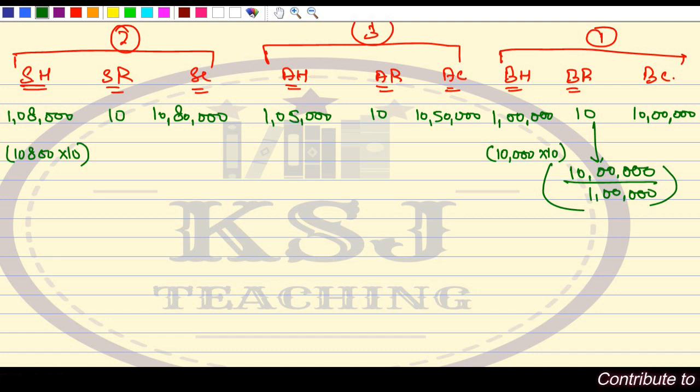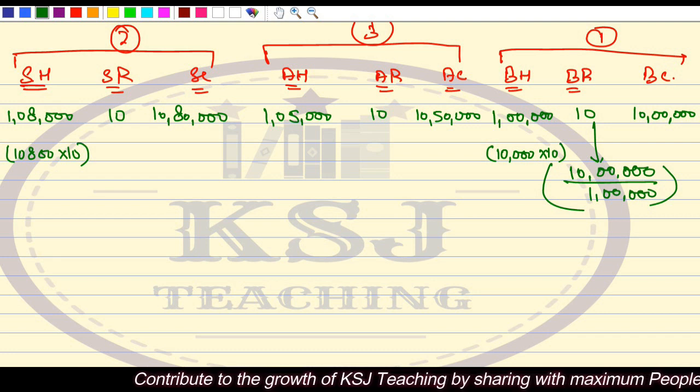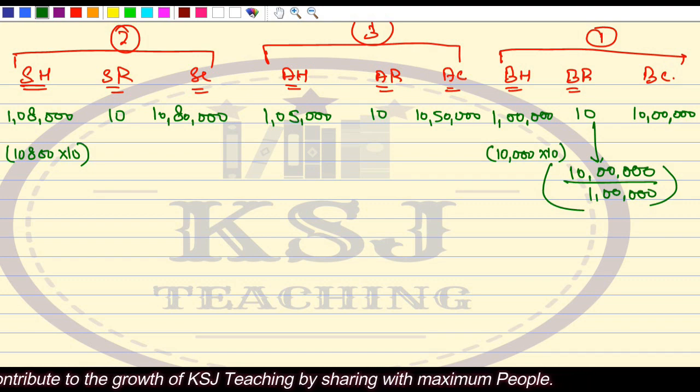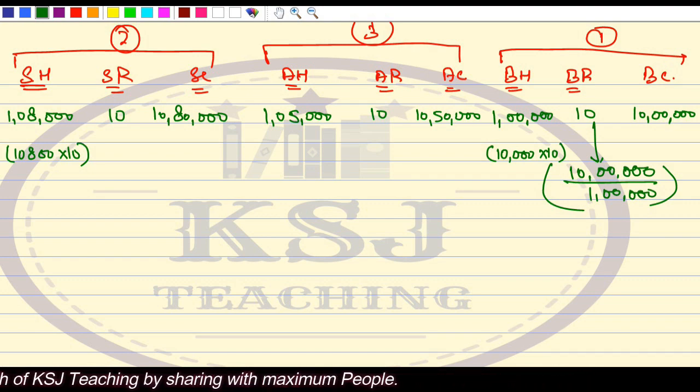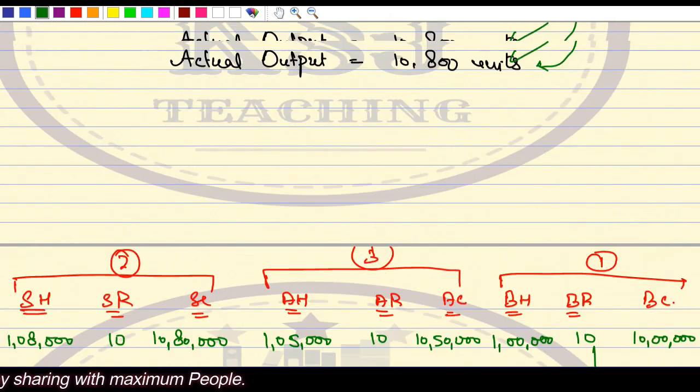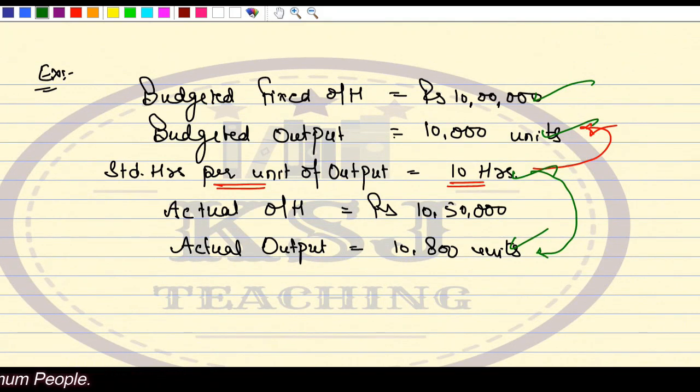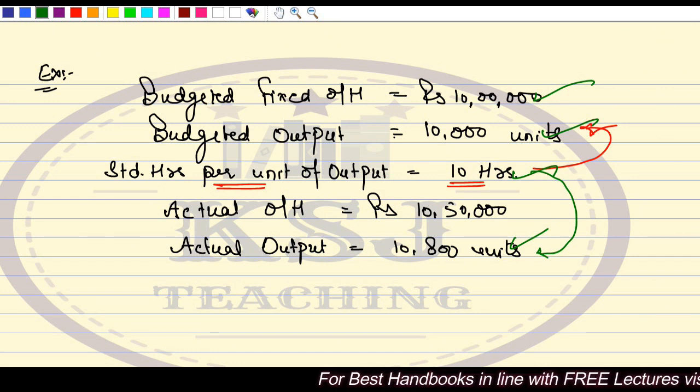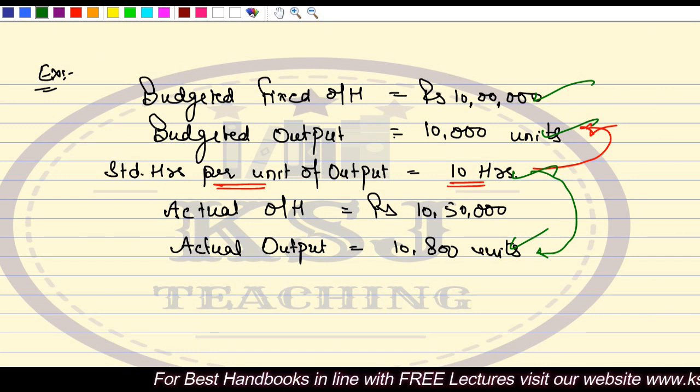So always try to start with the budgeted part, then shift to the standard part, and then fill the actual part. Budgeted is whatever is my budgeted hours for the budgeted output. Budgeted output is 10,000 units. For those 10,000 units, what are the standards? 10 hours for 1 unit. For 10,000 units, 1 lakh hours.